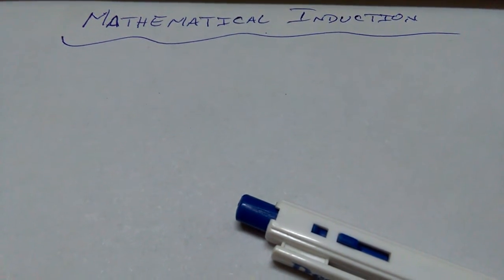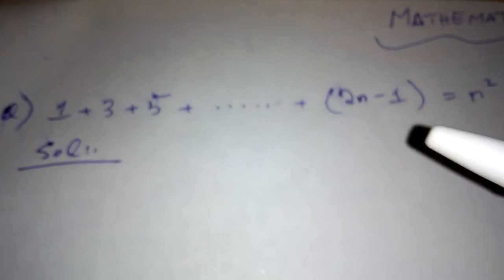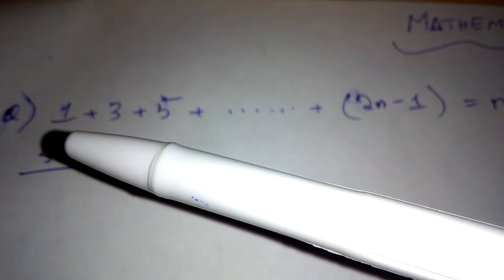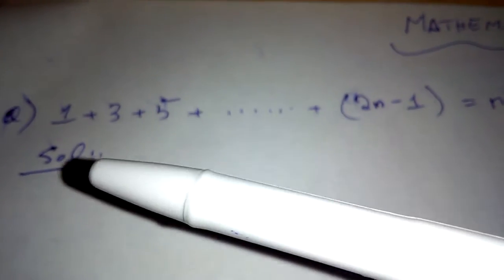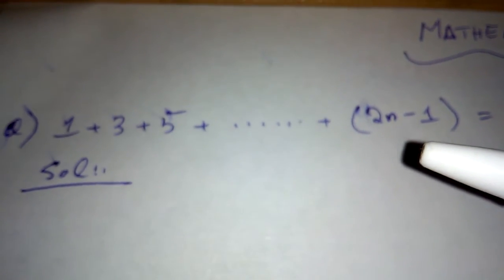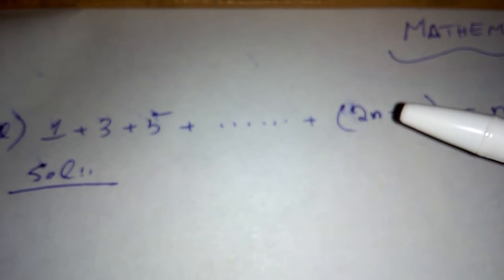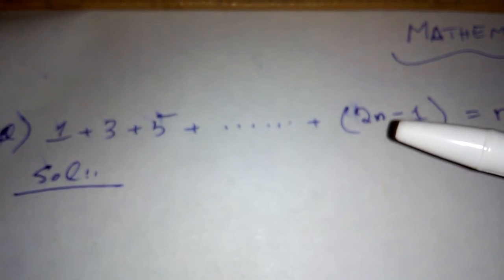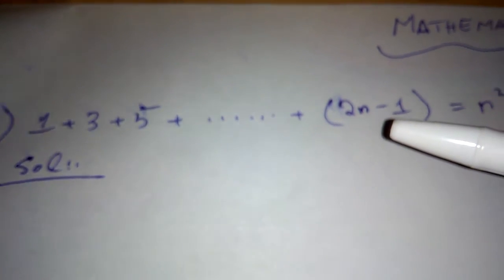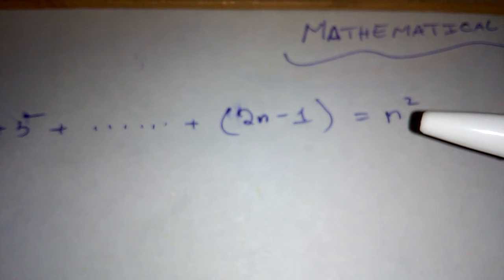So let's have a look at the first example. Okay, now here we are having a certain question, and a particular series is given to you, and we have to show that the sum of all these numbers, which is having this general form, when we sum up all these numbers up to n terms, the summation should give me an answer which should be equivalent to n squared.